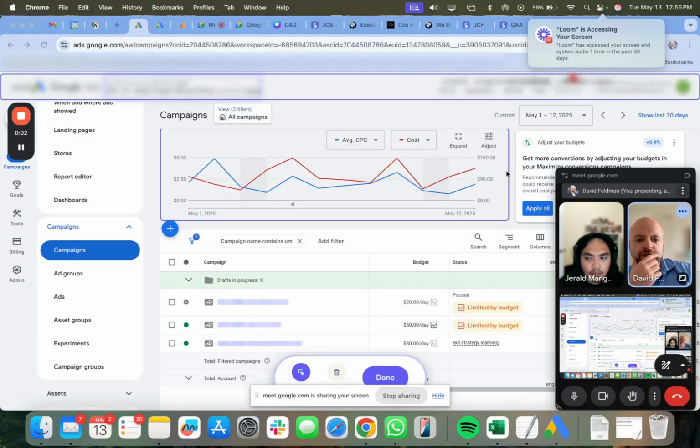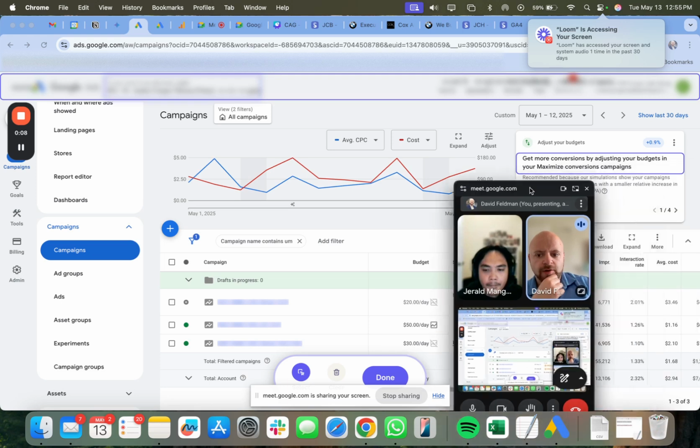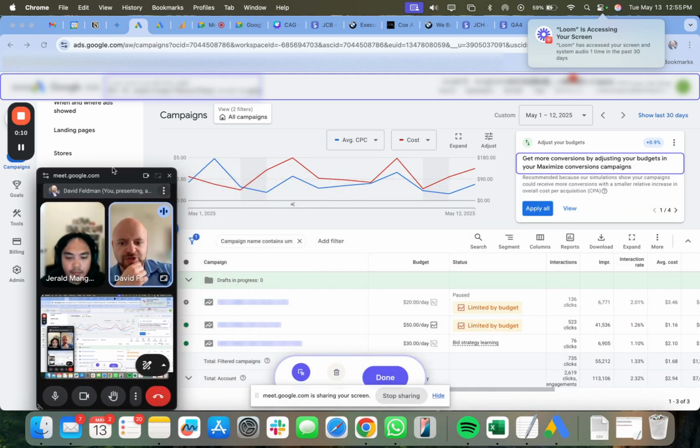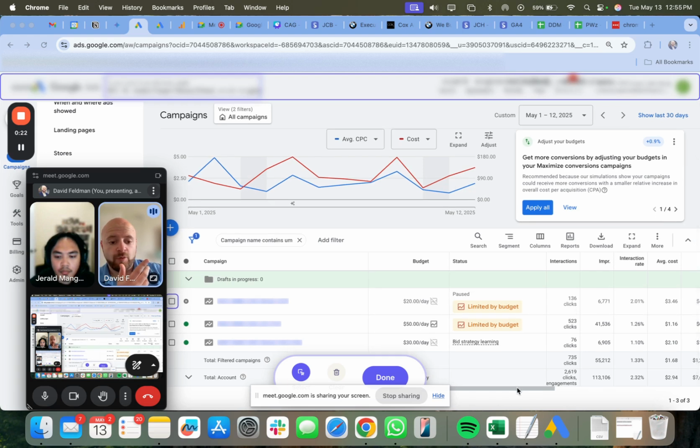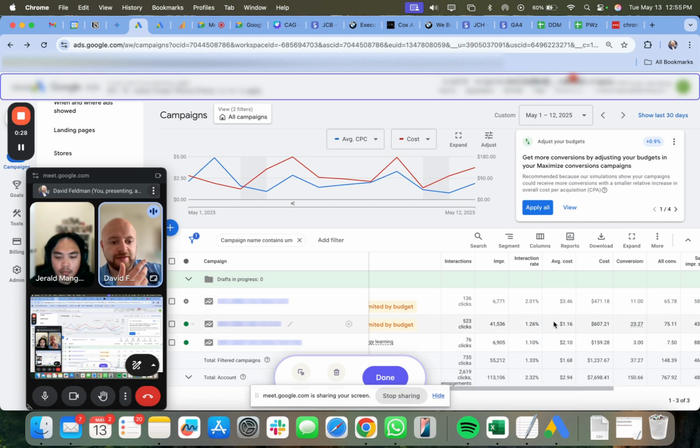So, Jerald and I were talking, as we usually do, and Jerald, you had a good point. One of these campaigns we actually paused recently. This is a VLA campaign, had to blur out the name, but it's a VLA campaign, and it's only supposed to go on the shopping feed. But what we're finding is that the average cost is too high.